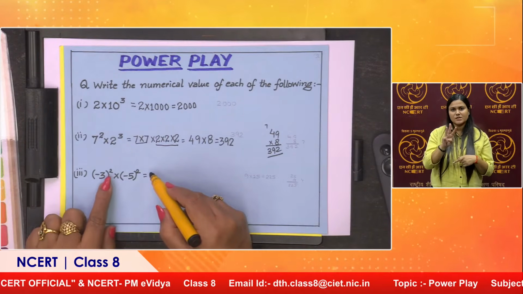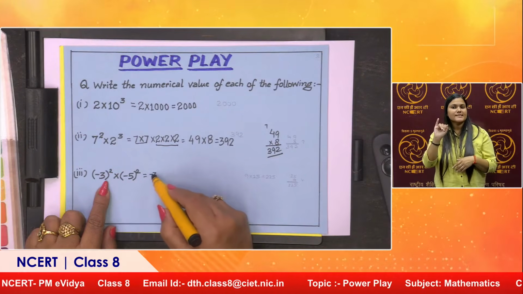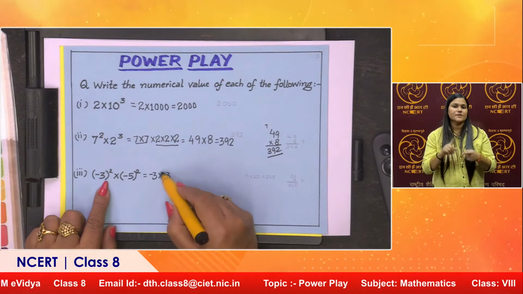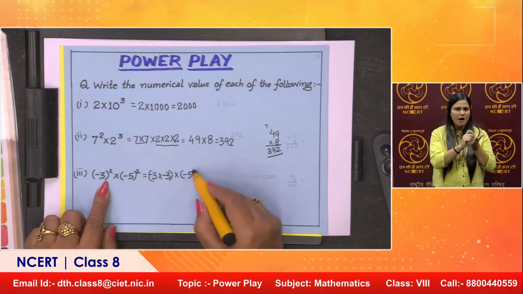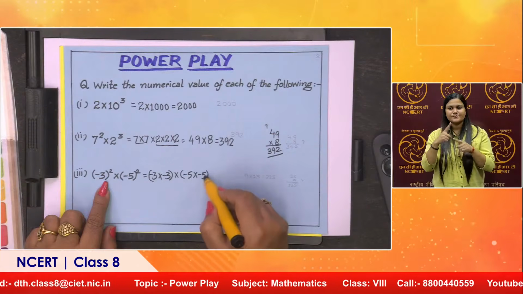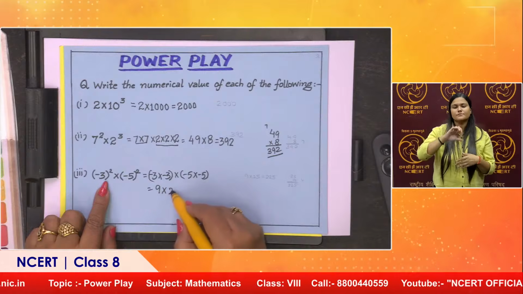What is minus 3 to the power 2? As I told you, whenever an even power is there, children, the result will be positive. Minus 3 into minus 3. So, what is 3 into 3? 9. And 5 into 5 is 25.